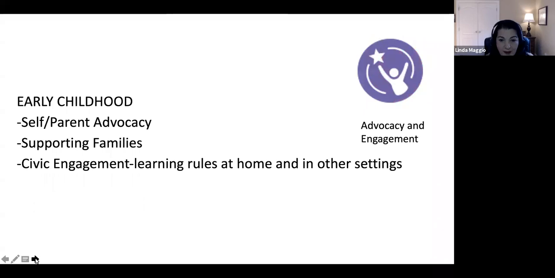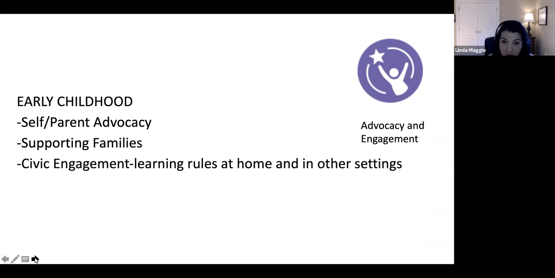Advocacy and engagement. For early childhood, as a parent, you want to make sure you're recognized by others as the expert on your child and their needs. Supporting families, seek out supports that are available to help the family. Civic engagement, follow rules at home, make sure they have responsibilities, clean up their toys, bedroom, make the bed, help set dinner table. Learn rules in the community, go to the library, the town pool, the grocery store.